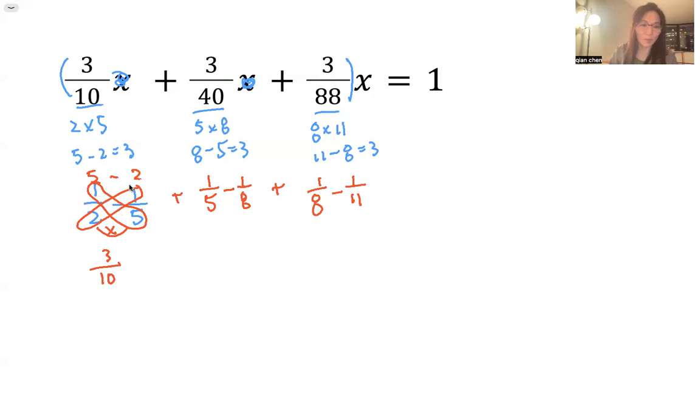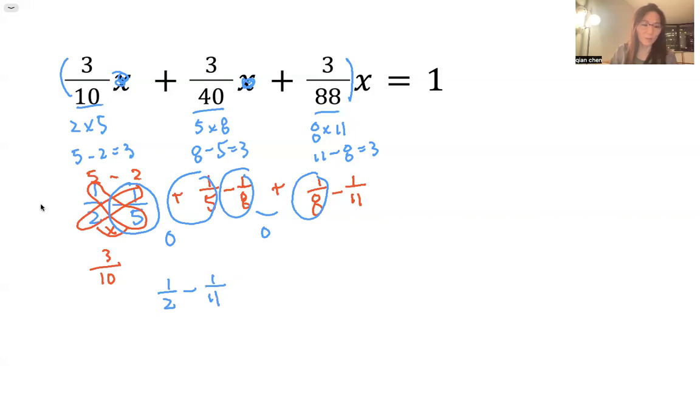Now we see we have a negative. I hope you still can see this hiding behind the red color. There's negative 1/5, I have positive 1/5. Those two add to be 0. I have negative 1/8 plus 1/8. Those two add to be 0. What's left? I only have a half minus 1 over 11 left.